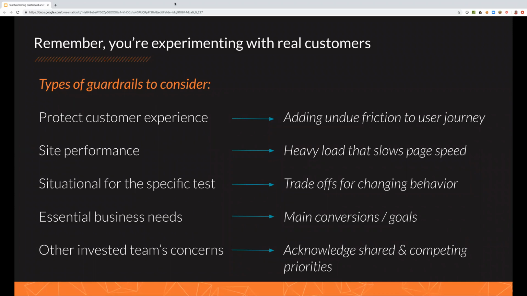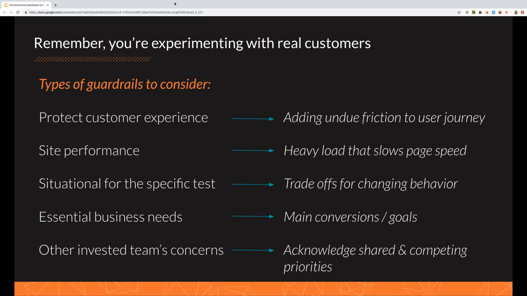And then for essential business needs. So for example, we said our site was made for those form leads to be completed. So we would always want to make sure that we're monitoring how those forms are doing. Are we negatively impacting those forms? And if so, we would call into question if the test is a winner.